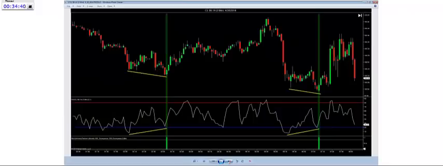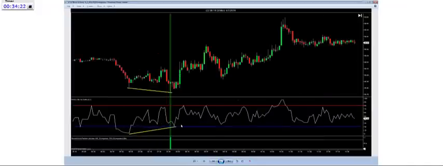Let's see, this is from about a week ago. I think I took some today. This is from crude on a 3-minute. You can see the divergence between RSI and price. RSI is making a higher low, price is making a lower low. That's what this is all about.